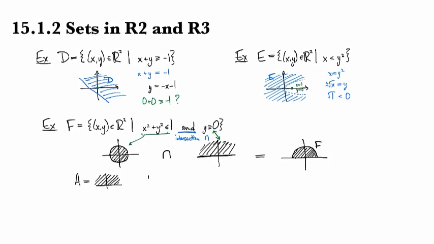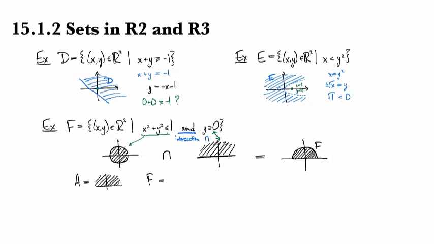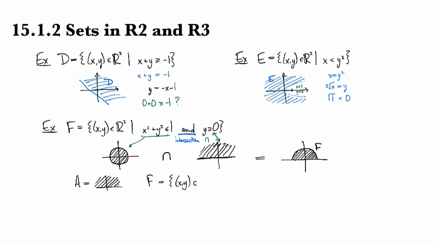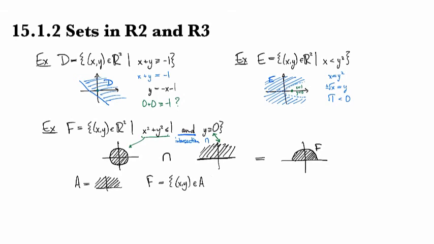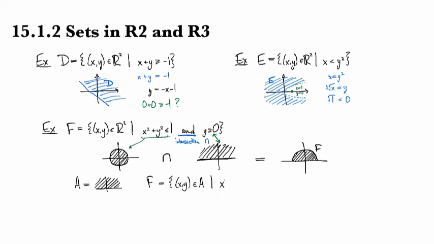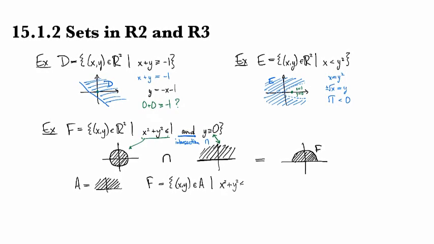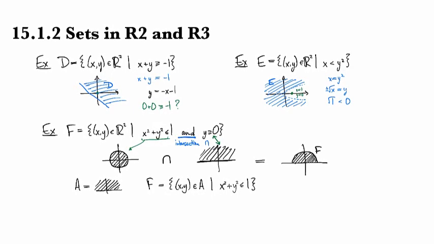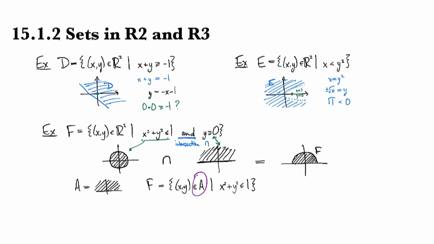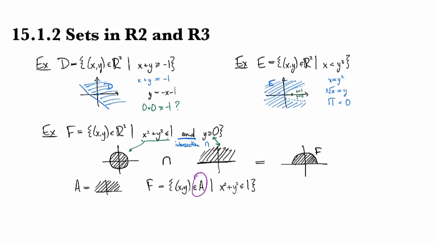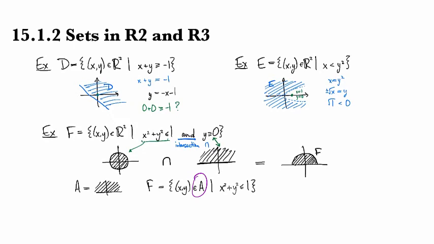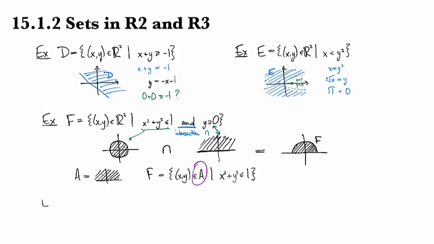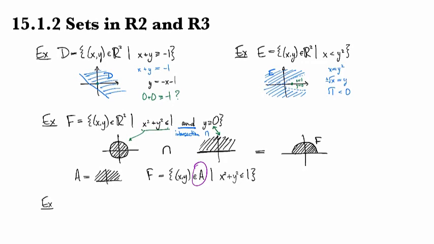So I could have written that f is equal to all of the xy points in A such that x squared plus y squared is less than or equal to 1. And this is how you see the flexibility of set builder notation. This part here doesn't have to be Rn. So for subsets, that's sometimes helpful. Okay, let's go on and do something from R3.